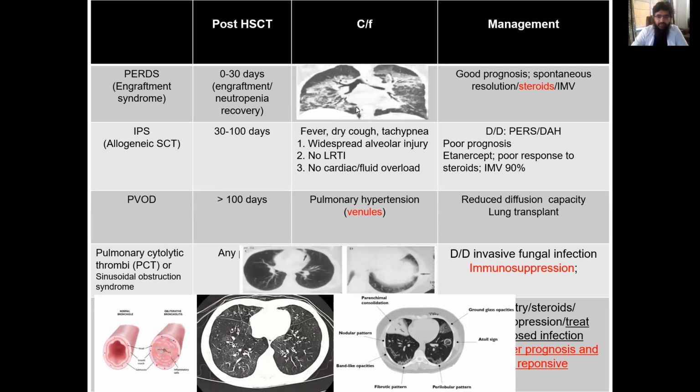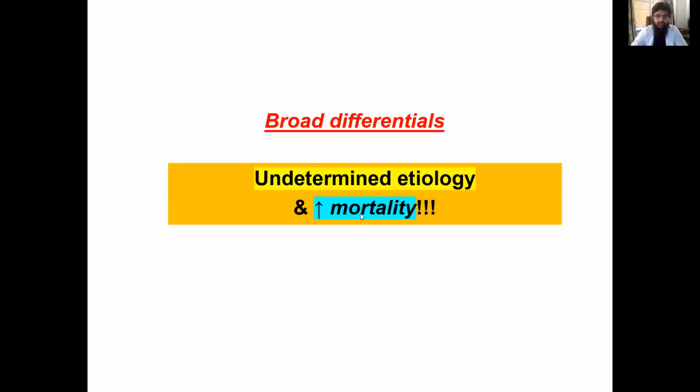This is a case of PERS, which is similar to ARDS with bilateral opacities, and there's a patient of PCT presenting with features of intravascular thromboemboli. You can see peripheral nodules and, as shown by the arrow, some amount of pleural effusion in these cases. Now, how do we approach such patients?